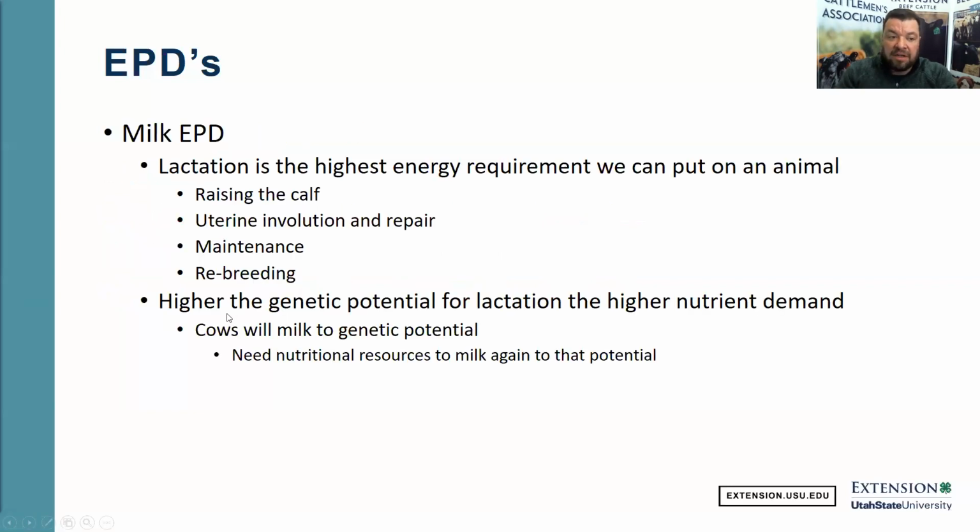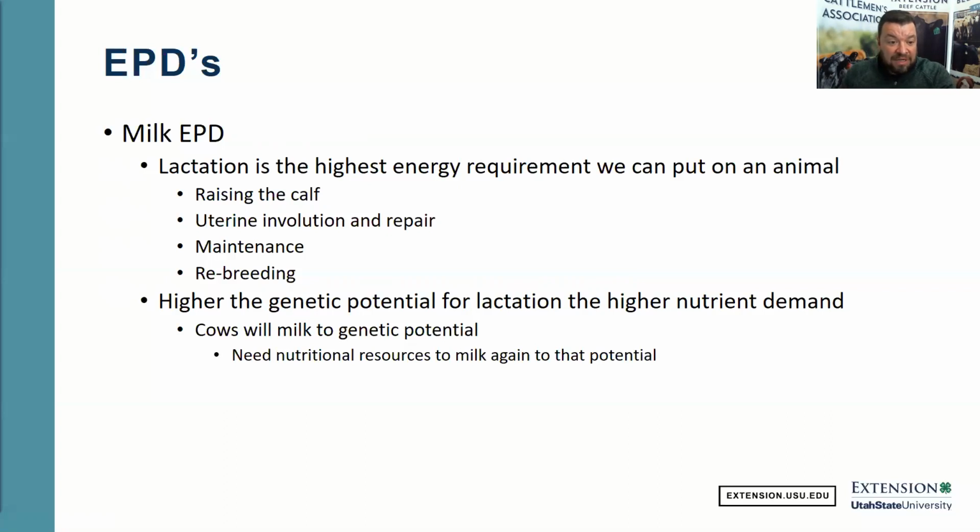Now, the other trait we really need to look at in the Intermountain West is the milk EPD. We've got to remember, lactation is the highest energy requirement we can put on an animal. She's raising that calf. She just calved, so now she's going through uterine involution or repair. She still has maintenance requirements. And then during this whole time after she calves, when she's at the highest energy requirement, we're expecting her to rebreed. Milk is a unique characteristic. It's a high energy requirement, but the higher the genetic potential for milk lactation, that means that cow is also going to have a higher nutrient demand, meaning she needs to eat more in order to support that lactation and meet her maintenance requirements.